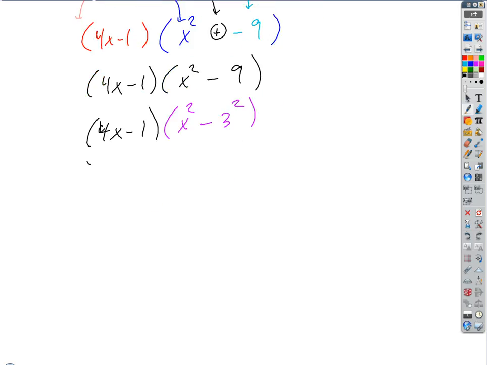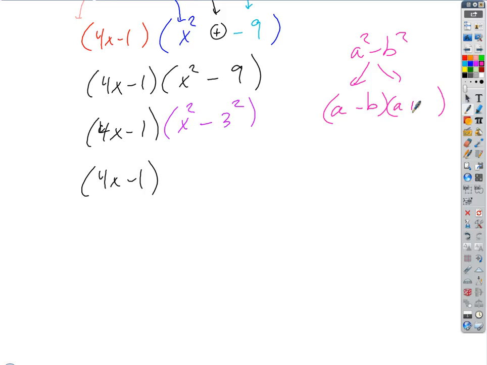Okay, well, what's my pattern again? And you just kind of have to know those patterns. A squared minus b squared, how does that break down? A minus b times a plus b. This is the easy one, right? The cube's the one where you've got a small factor and a big factor. And you can put those in any order, right?